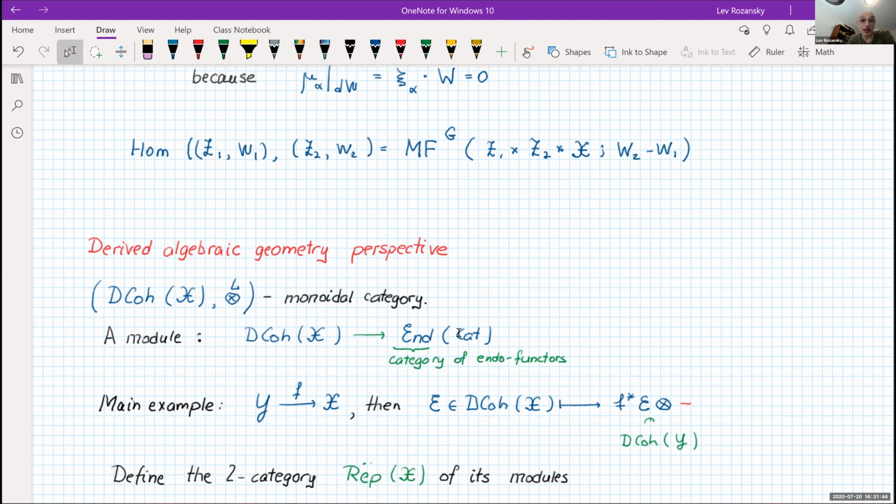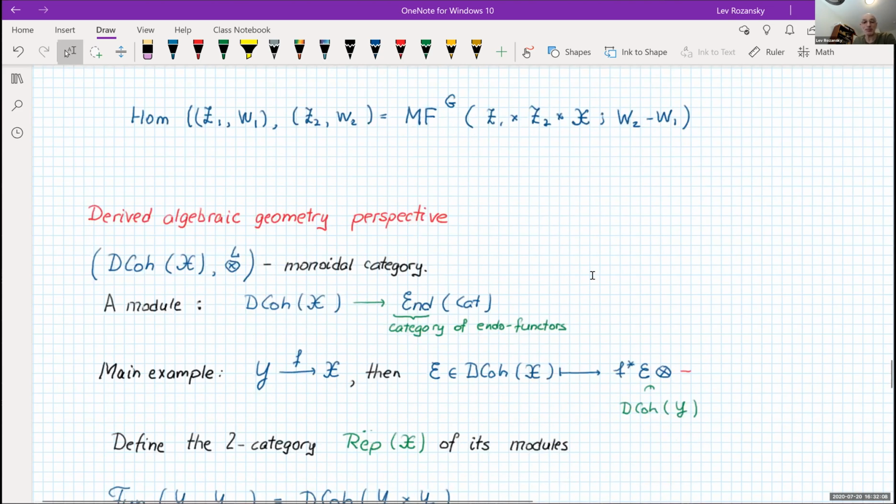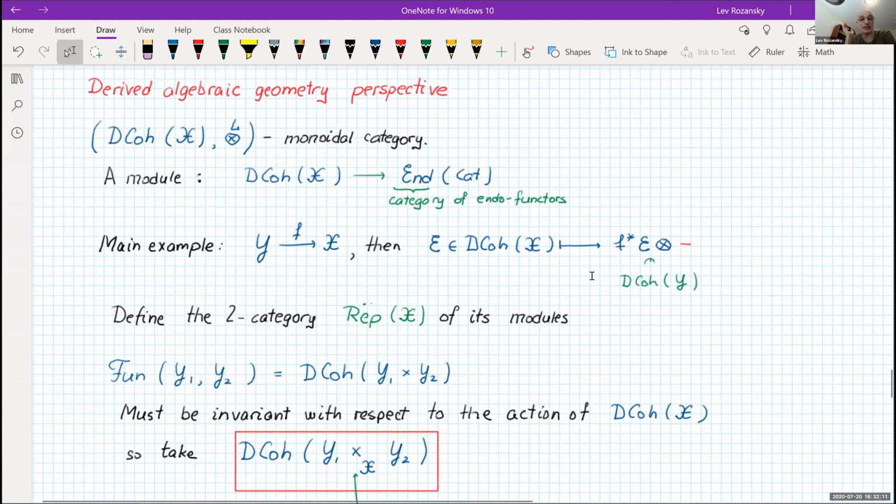So coherent sheaves over X form a monoidal category. So formally speaking, a module over a monoidal category would be some category with a functor from sheaves into the category of endomorphisms of that category. That's just fancy words. And the main example is the following. If you have a map from a variety Y to a variety X, then you can take a sheaf E over X, pull it back to Y, and tensor with the sheaves of Y. And this makes sheaves over Y a module over sheaves over X.